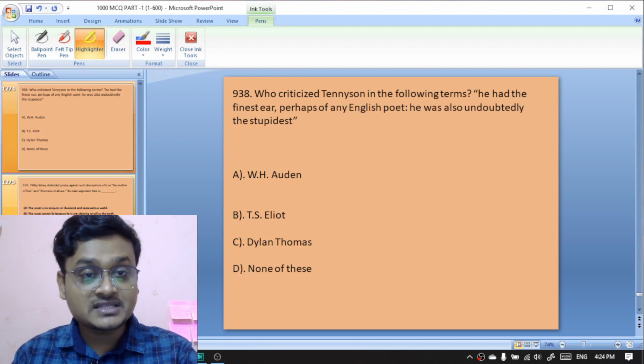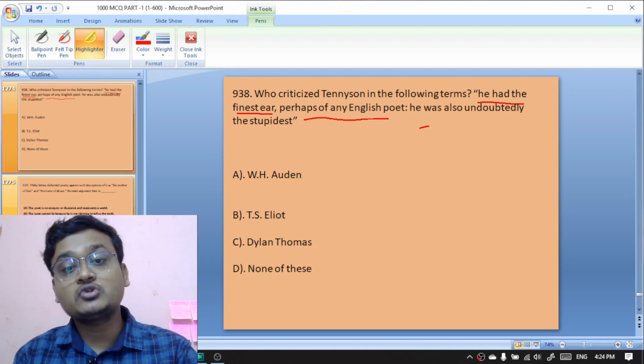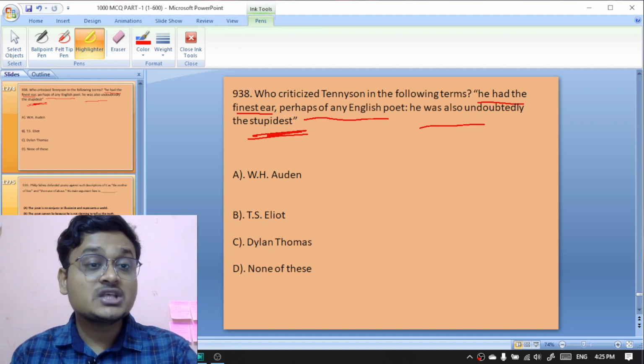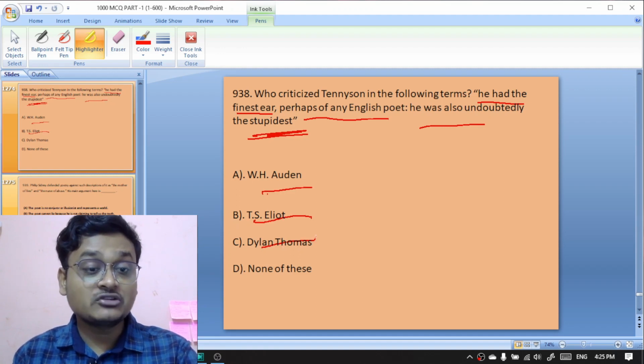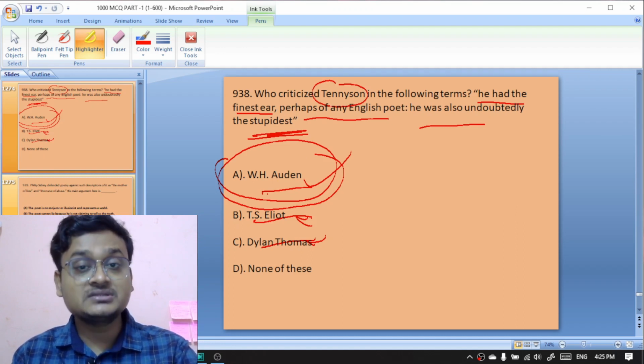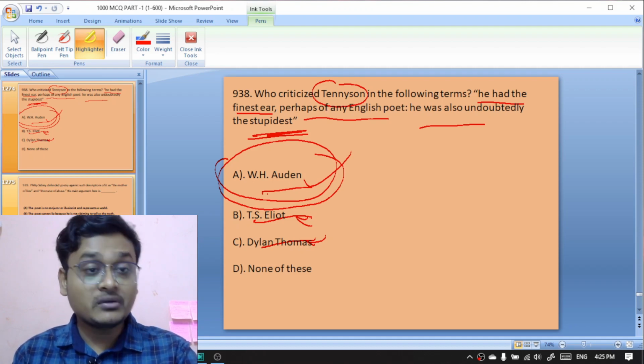Next question: who criticized Tennyson in the following terms? That he had the finest ear, perhaps, of any English poet. He was also undoubtedly the stupidest. Auden, T.S. Eliot, Dylan Thomas. So it is Auden. Auden criticized Tennyson by saying that he had the finest ear, perhaps, of any English poet. He was also undoubtedly the stupidest.